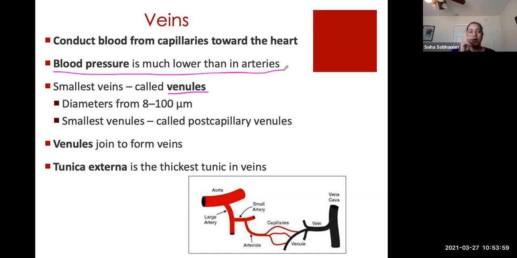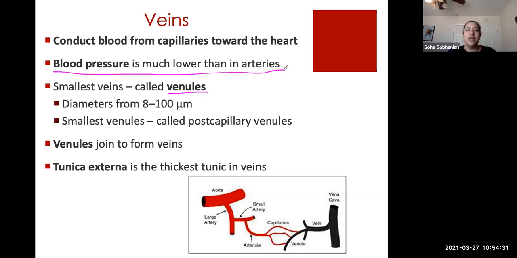Think about this. Arteries are coming from the heart, right? And your heart is a pump, right? When you pump, what you're creating is pressure. So arteries are going to have a significant amount of pressure. Veins are coming back toward the heart, so they lost that pressure as they circled through the body. So the blood pressure in your veins is going to be lower than in your arteries, okay?